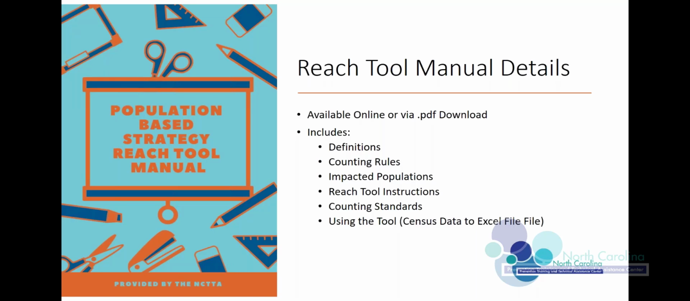And we encourage all of you to take a look at the manual. Let us know if it helps with the use of the population-based strategy reach tool. Sometimes that's hard to say. The manual is brand new, so it's something that not many people have seen. A lot of people don't even know it exists. So we would really like people to take a look at it.